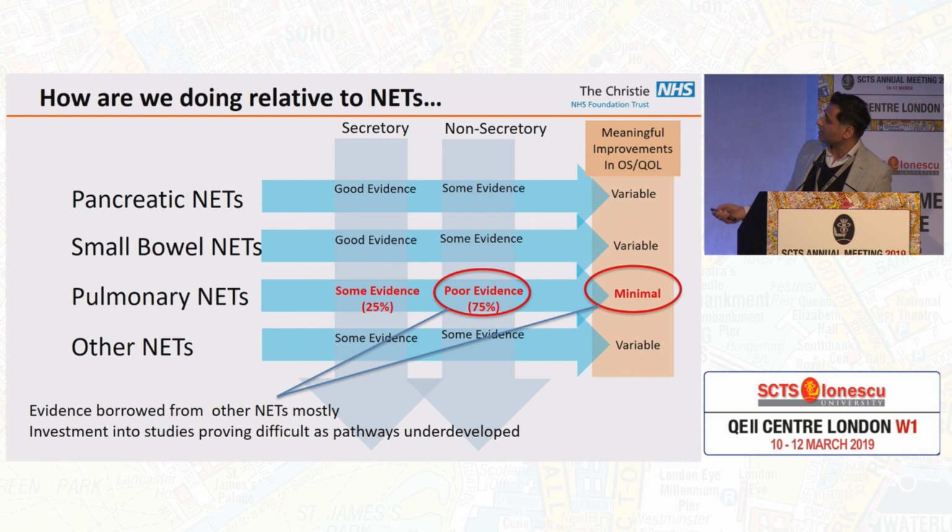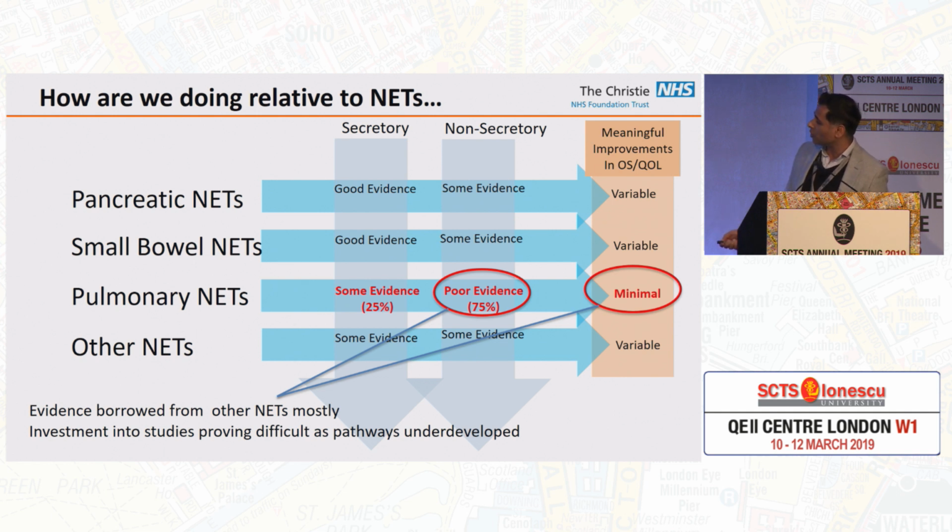This slide tells a story as well, and it's really a story of failing. So you can see that the pancreatic NETs have good evidence in the secretory patients and in the non-secretory patients. The small bowel NETs have good evidence also. The pulmonary NETs, we borrow how we treat our syndromic patients from these two cancers, and we have absolutely no evidence for how to treat an advanced neuroendocrine tumor of the lung.